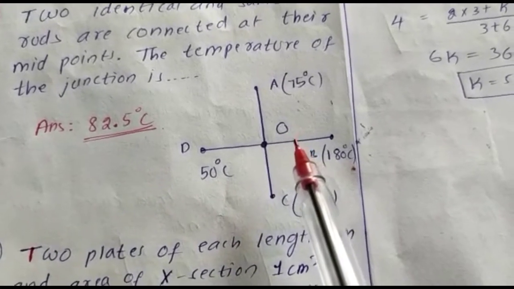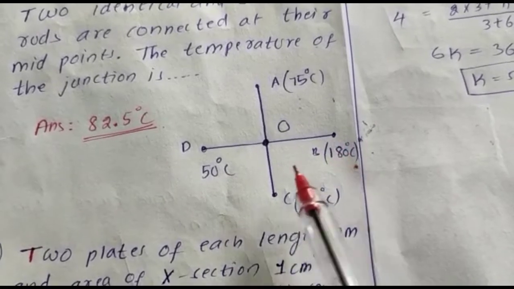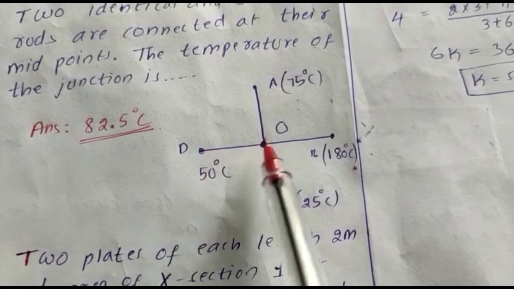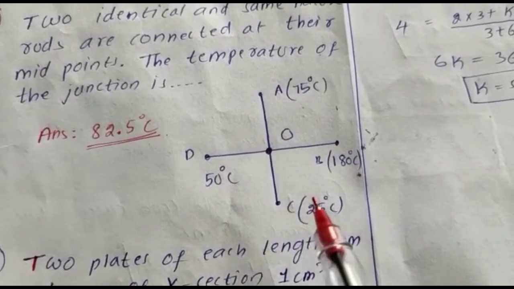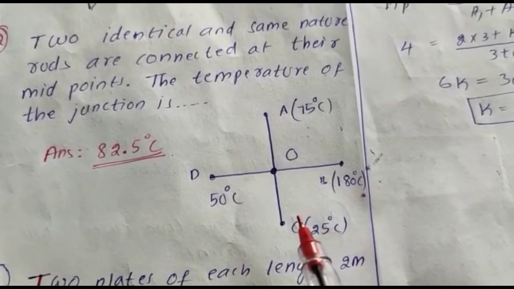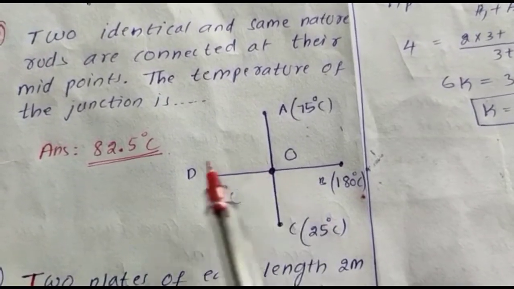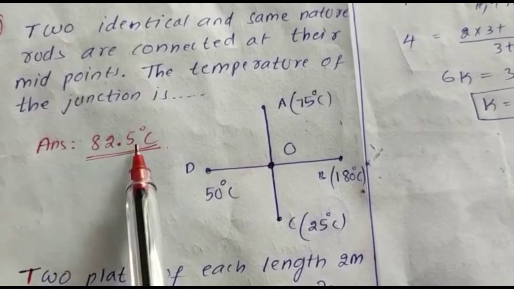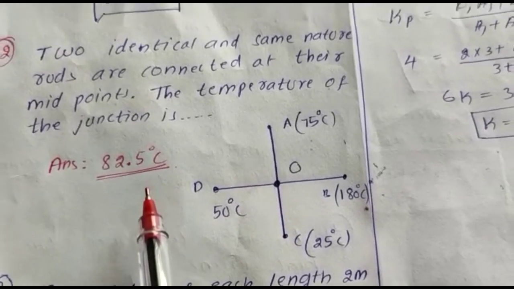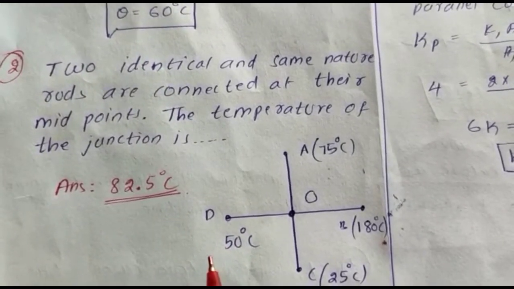And here you can select any point to start the current. You may select either from D, or from A, or from B, or from C. You can select any one point, and follow the same steps as in the previous problem to find the current at the junction, and you will get the temperature at the junction, that is 82.5 degrees Celsius. And please, all of you, once again take this problem and solve it.